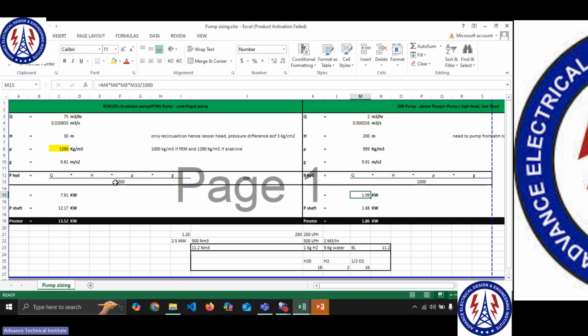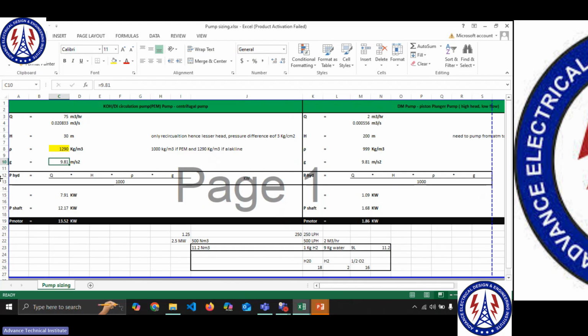Now in both the pumps, the equations are the same. You need to take flow in meter cube per second. What is the head? Head I will come to later. Density you already know. And then G, the gravitational constant, divided by 1000. So this is the equation for hydraulic power. Our idea is to find the electrical power associated with these equipments, because that is what we need to supply at the end of the day.